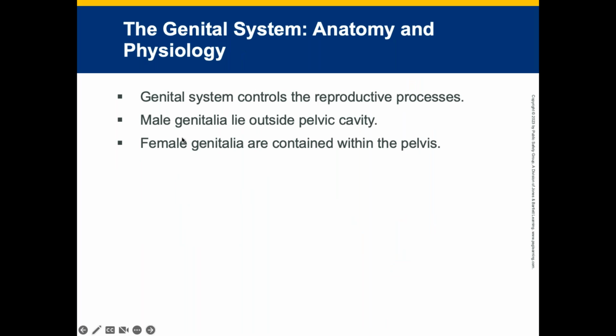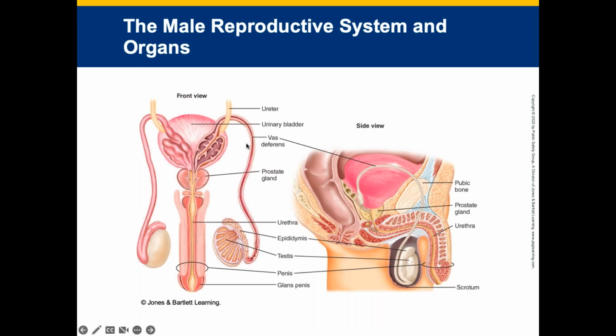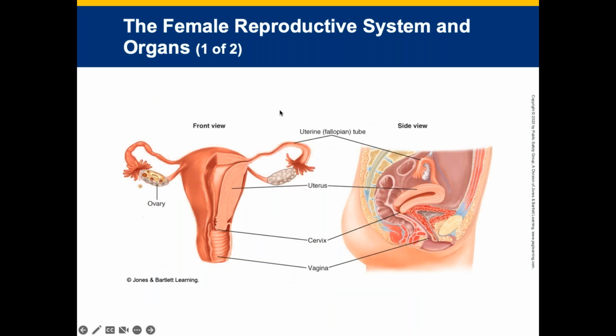Right, female genitalia are contained within the pelvis. The male genitalia lie outside the pelvic cavity, as you can see in this photo here. We can start getting into the reproductive system more, and we'll cover more of this in detail. So we have the male reproductive system and the female reproductive system.